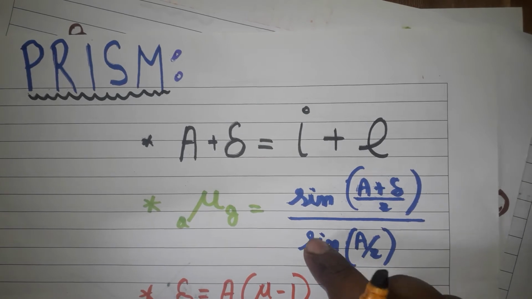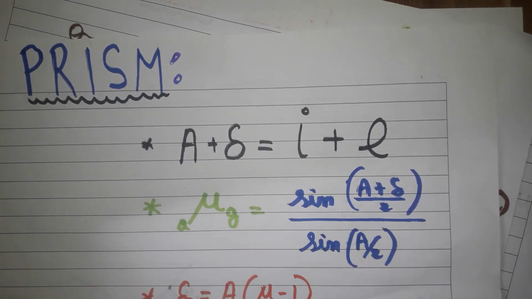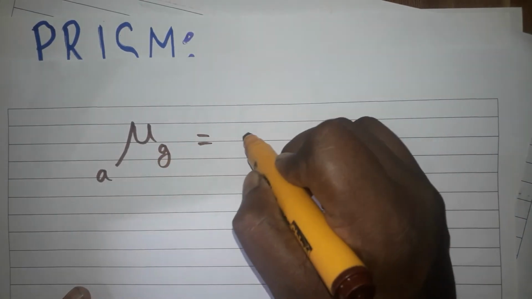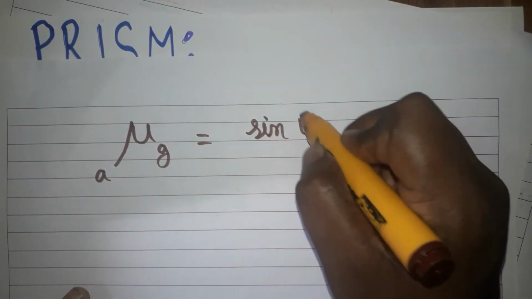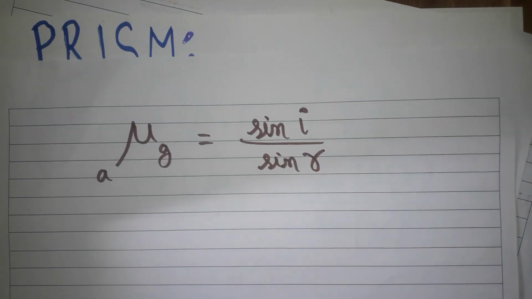Next, I am going to do the equation for refractive index. The second equation, the prism equation, refractive index of A to G, is Snell's law. According to Snell's law, sin I by sin R is called the refractive index. Now, what is the incident angle? What is the refracted angle?